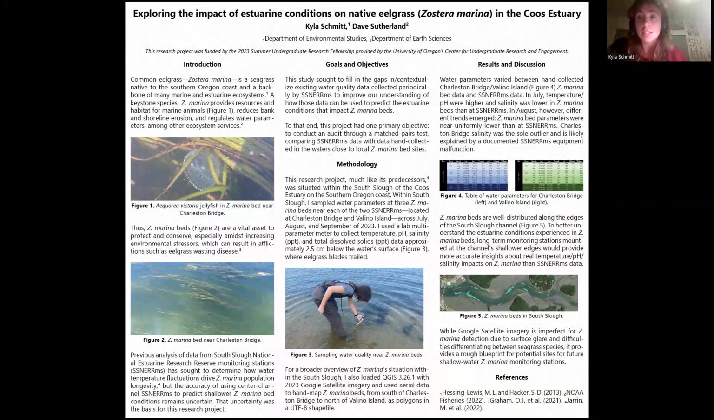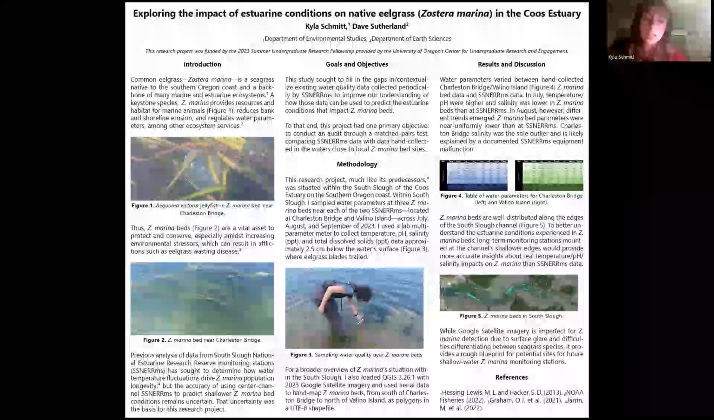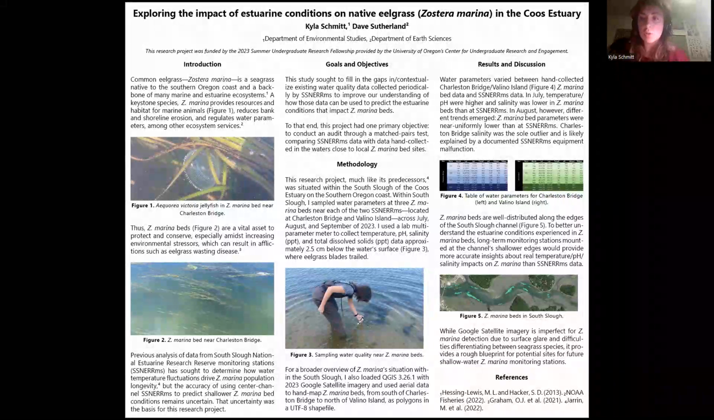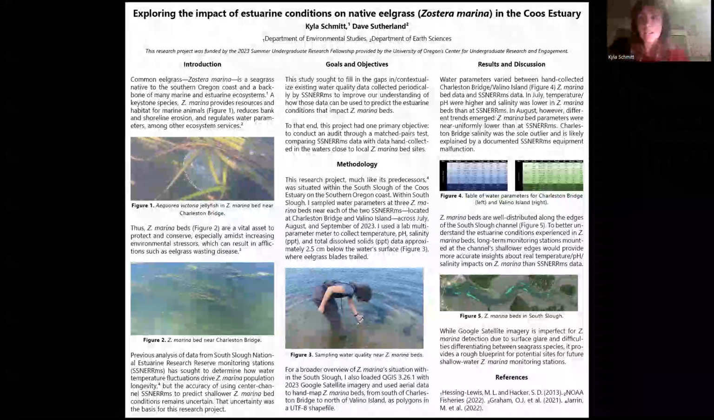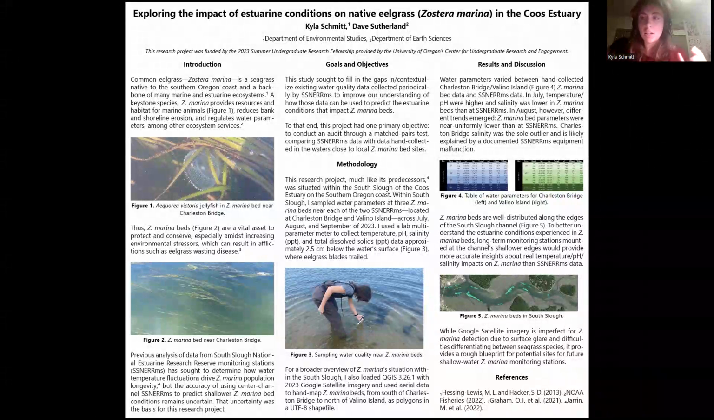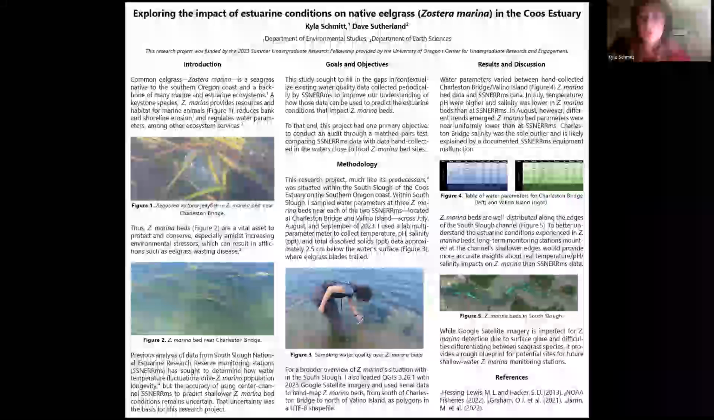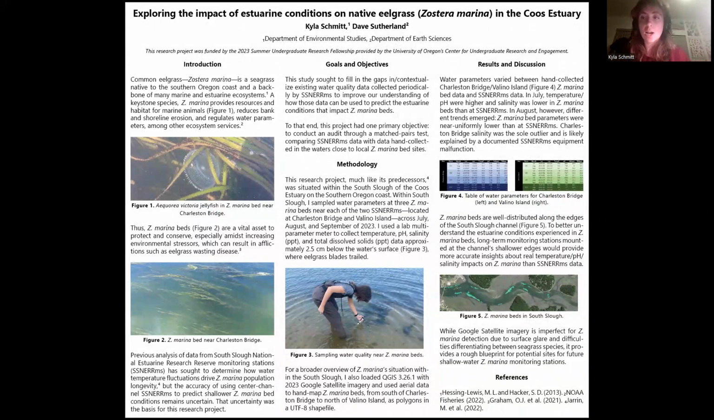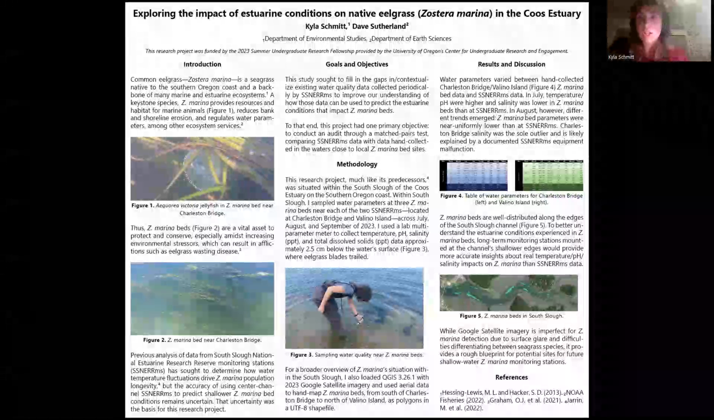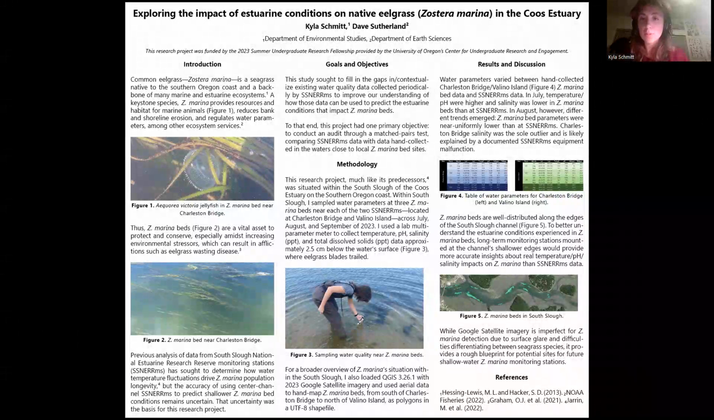I also collected location data at these sites and used aerial data to hand map all the Zostera marina beds in the entirety of the South Slough. And this just helped provide a resource as to where the beds are at today compared to historic data and how we might want to target conservation and monitoring efforts going forward.